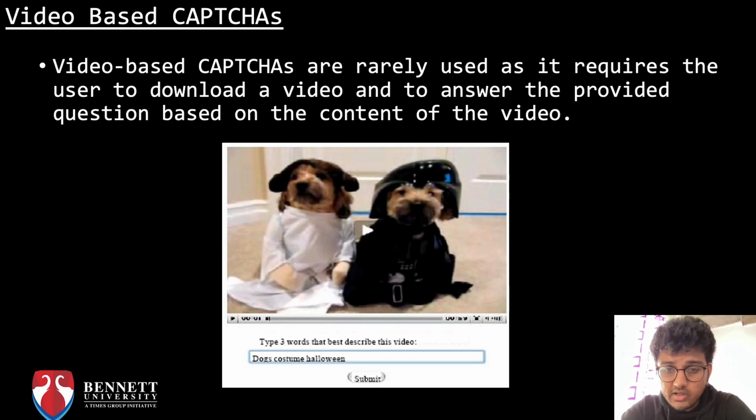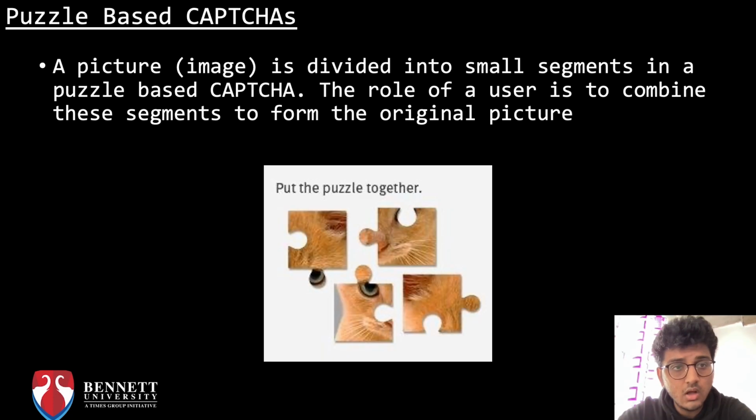There are some disadvantages of video-based CAPTCHAs. First, not suitable for visually impaired people. Second, requires a large database for storage of video clips. Third, requires high bandwidth to load a video. Fourth, it is prone to OCR attacks.